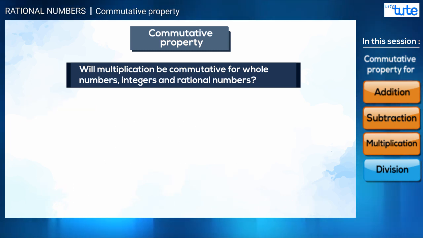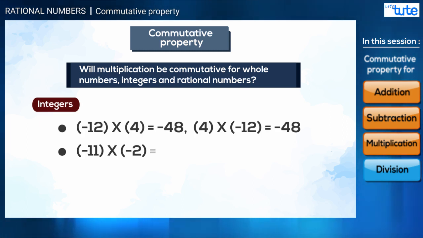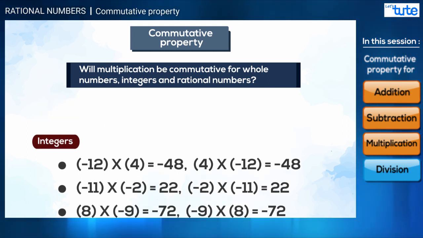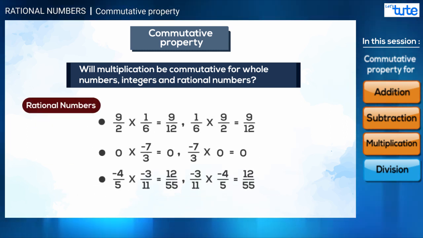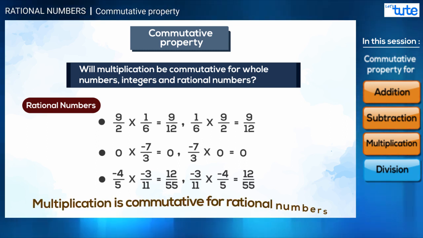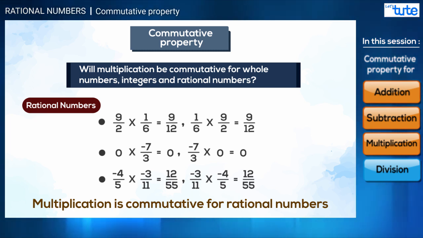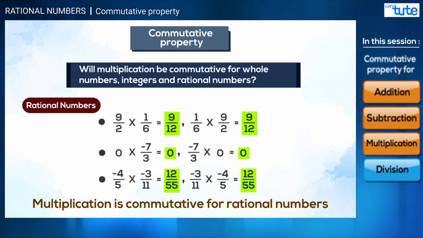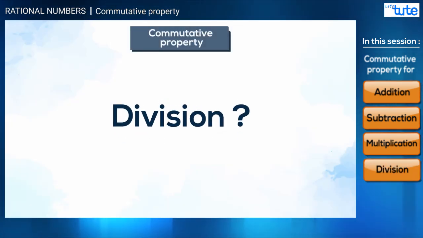Now, will integers follow the commutative property of multiplication? Let us check. Here, integers do follow the commutative property because the result is still the same when we interchange the numbers. Hence, multiplication is commutative for integers. Let's now multiply two rational numbers. So what can you say by looking at these examples? We can say that multiplication is commutative for rational numbers because changing the order does not change the result. Now lastly, let us learn if division is commutative.